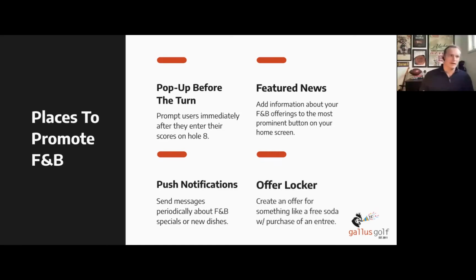Lastly, the offer locker. We're actually going to be talking about the targeted offer locker and some of the great creative uses for that in the webinar two weeks from now. But offer locker is kind of like an app-only deals and specials section where people can go in, see what's offered to them, and then actually redeem it and show you the coupon directly on their device. A lot of people use it for golf, but why not do something for F&B too, to maybe push them to go and place an order there? So that might be an option for you as well.